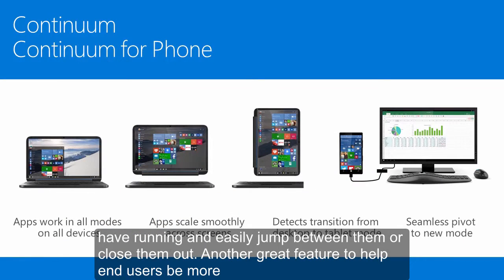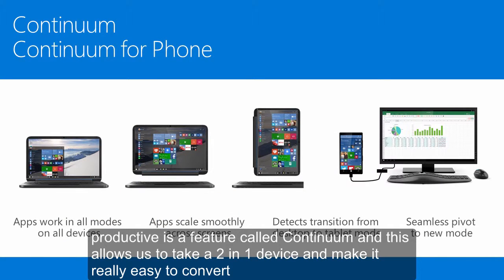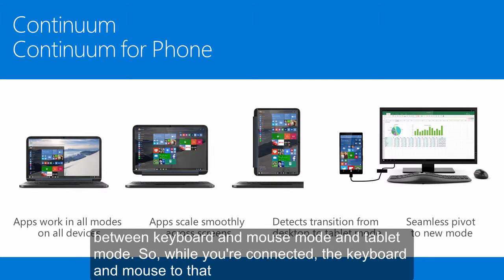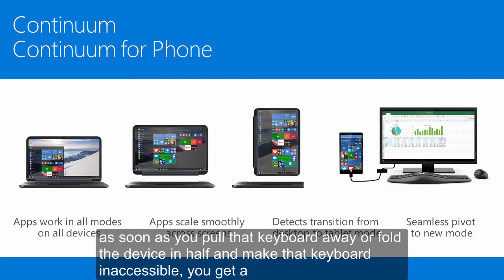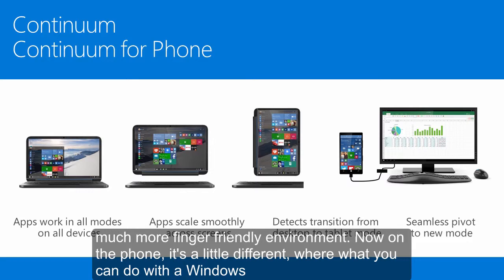Another great feature to help end users be more productive is a feature called Continuum. And this allows us to take a two-in-one device and make it really easy to convert between keyboard and mouse mode and tablet mode. So while you're connected to the keyboard and mouse on that device, you get a great experience. You get a start menu. You see everything that you're used to seeing. But as soon as you pull that keyboard away or fold the device in half and make that keyboard inaccessible, you get a much more finger-friendly environment.